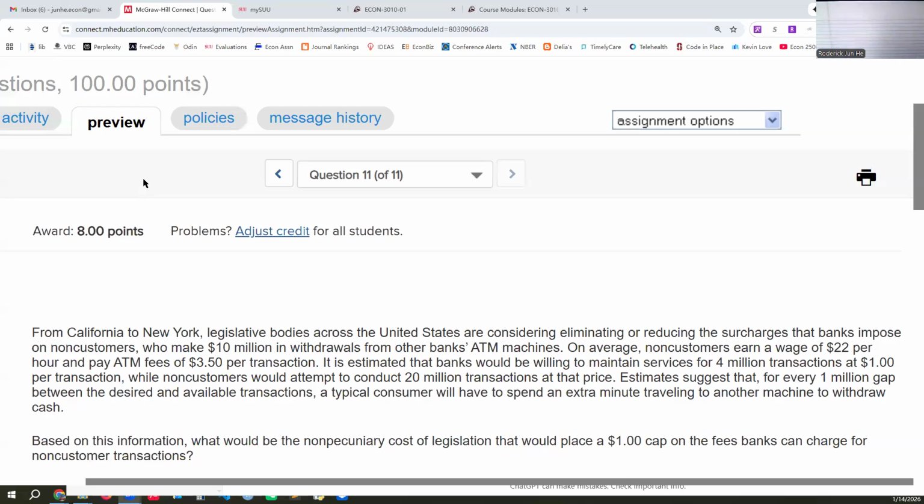Okay, now the second commonly questioned one is question 11. So let's read this question together. From California to New York, legislative bodies across the United States are considering eliminating or reducing the surcharges that banks impose on non-consumers who make 10 million in withdrawals from other banks' ATM machines. On average, non-consumers earn a wage of 22 per hour and pay ATM fees of $3.5 per transaction. So this on average is like the equilibrium, right?